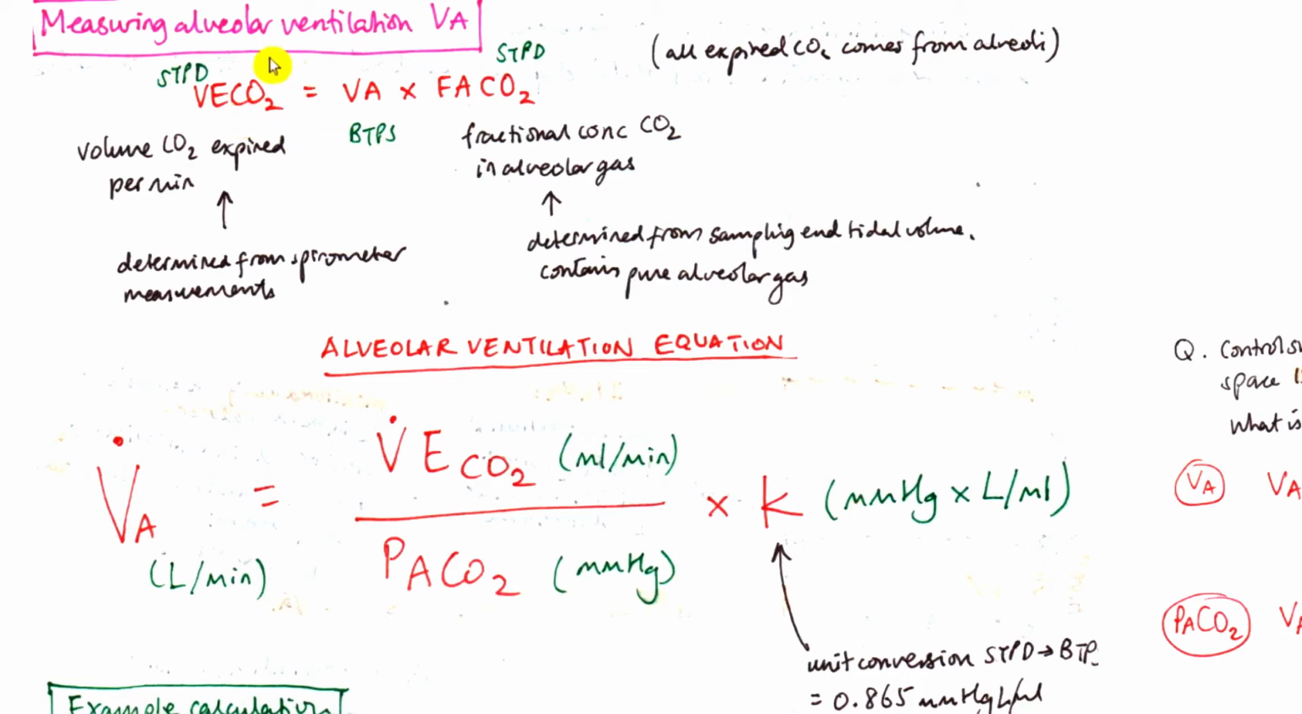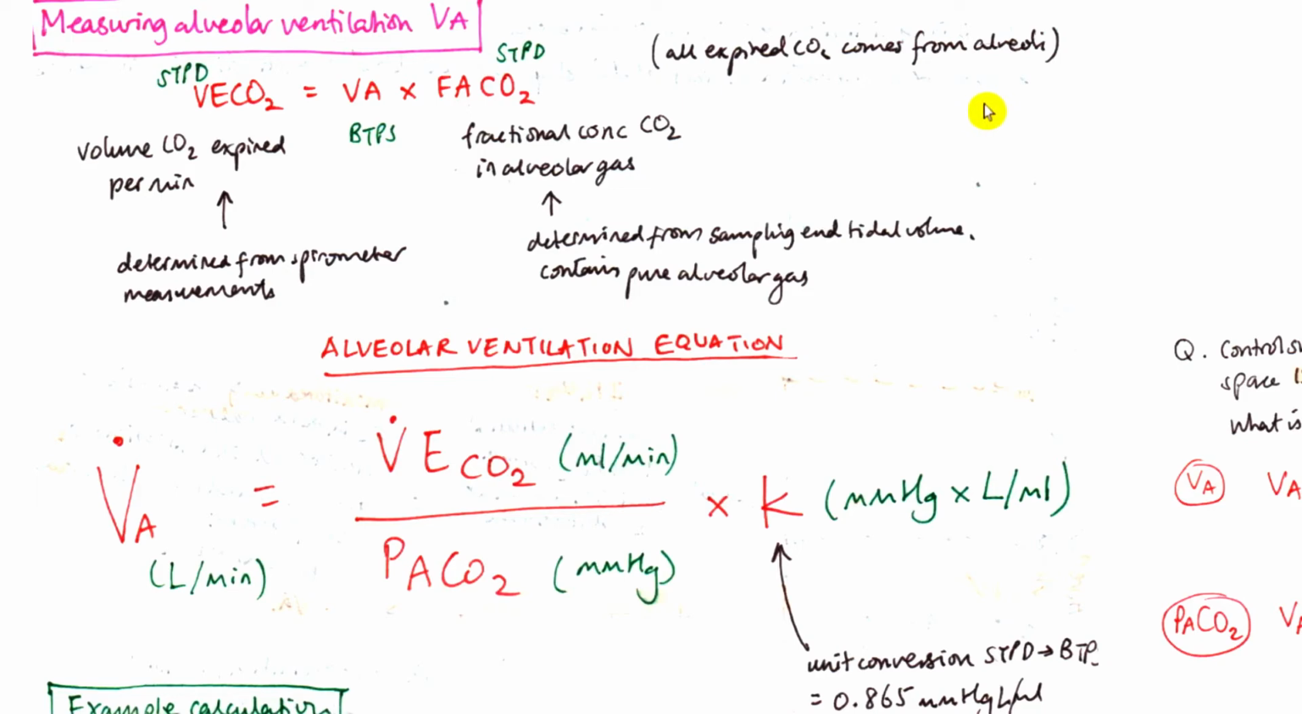And if you just stop and think about what that means for a second, it makes sense. If we get rid of all the units, just the amount of carbon dioxide that you breathe out will be equal to the amount of fresh air that's reaching your alveoli times the fractional concentration of carbon dioxide in your alveoli. So that makes sense. And this works because all the expired carbon dioxide comes from your alveoli.